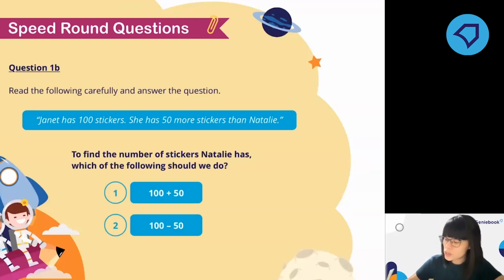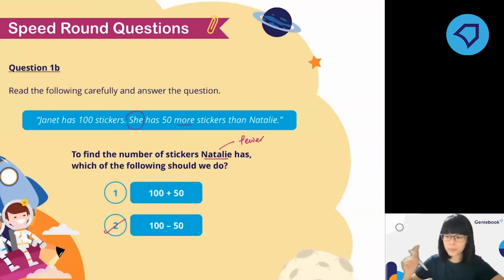So in this case, the question is asking you to find Natalie. Does Natalie have more or less? What do you guys think? Just now we already said that Janet has more, right? Because she refers to Janet and she has more. Means Natalie has less or Natalie has fewer. If Natalie has fewer, do you do addition or subtraction? You need to do subtraction, correct? So the answer would be option number 2.